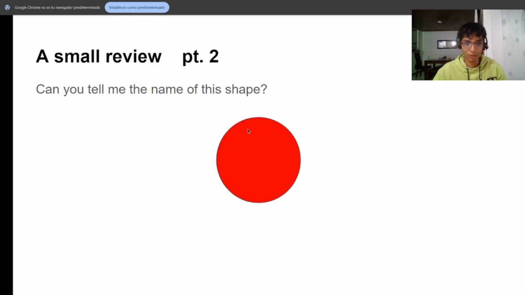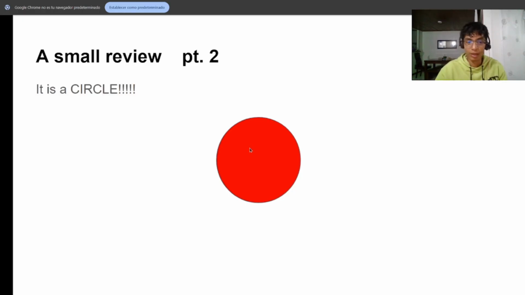Yes, it's a circle. So, do you know the color of the circle? It's red. Yes, correct. So we would say, repeat after me, the circle is red.